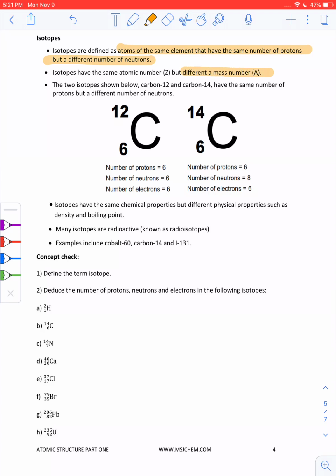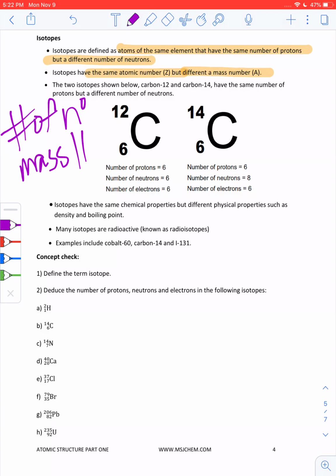And so that also means they have a different mass number. They have the same atomic number, but different mass numbers. So a lot of times you might be asked about what's different about isotopes. And so there's two possibilities: the number of neutrons and the mass number. Those are the two things that are different for isotopes. The atomic number is the same, the protons is the same, the electrons is the same, the chemical symbol will be the same because it is the same element because it has the same number of protons.